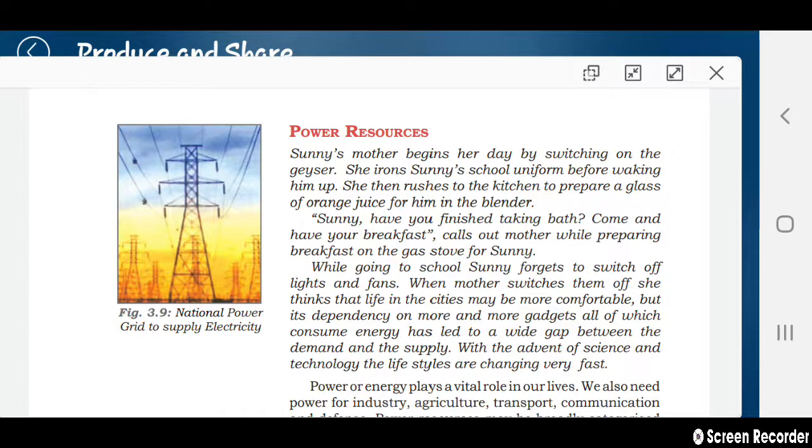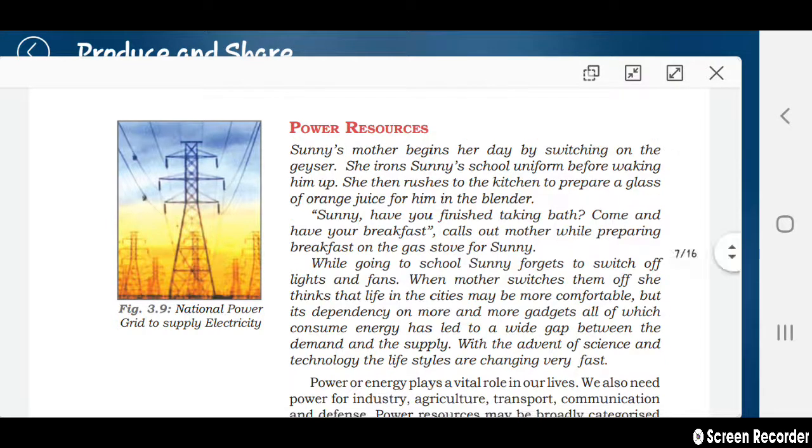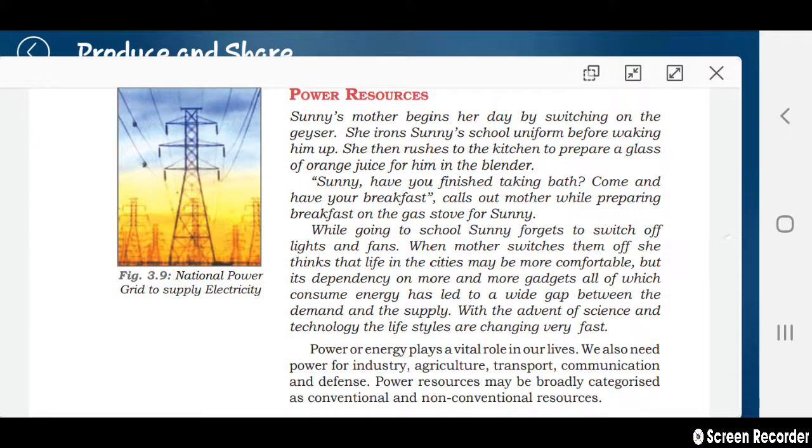A small boy, his name is Sunny. His mother begins her day by switching on the geyser so that she can have a bath. She irons Sunny's school uniform before waking him up. She then rushes to the kitchen to prepare a glass of orange juice for him in the blender. Now, Sunny, have you finished taking the bath? Come and have your breakfast.